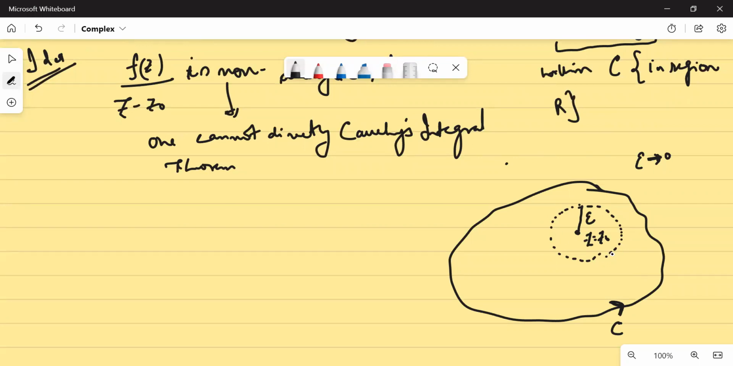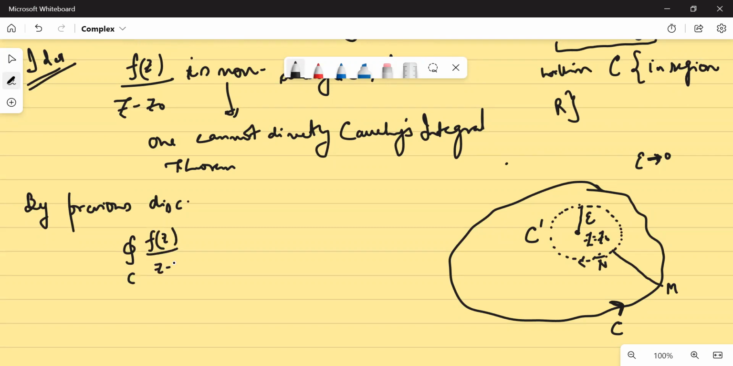So how to make this integration feasible? What I would do, I would create a slit here. So I created a slit of a very narrow dimension, and you know that this is mn and nm, that part we have already done. And so let's say this is your curve, C dash. By previous discussion, we already know that your integration over C of f(z) upon z minus z naught dz would be equal to what? Integration of f(z) dz upon z minus z naught over C dash.